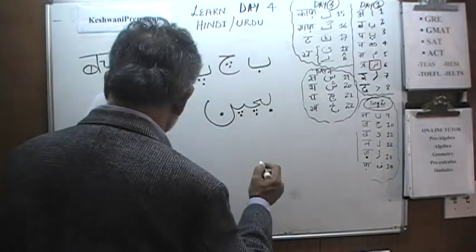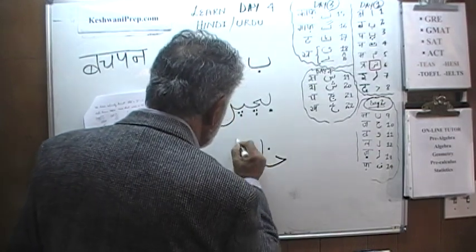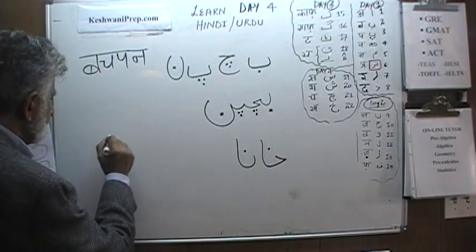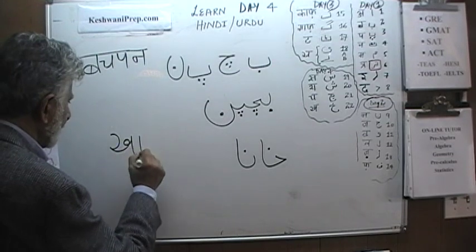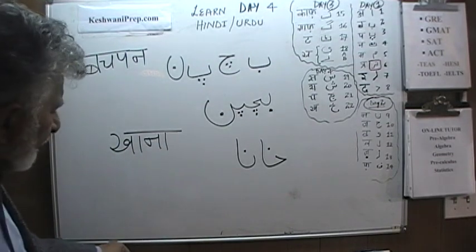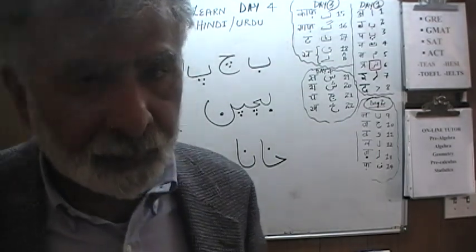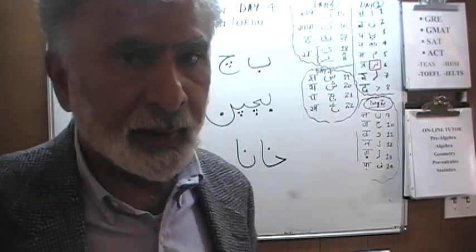Here's the next one. Ka na. Now pay very close attention to what I'm about to say. Khana. Khana is in food. As I said, pay very close attention. What I wanted to write was khana as in food. Khana. Khana khata jo wo khana.